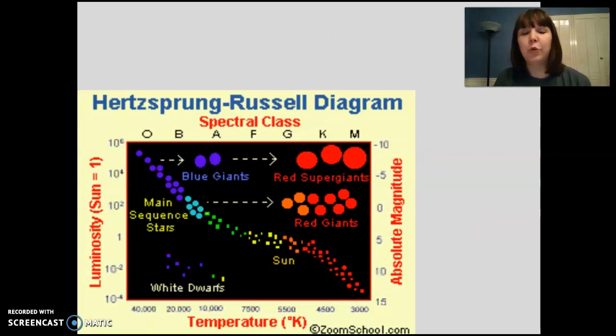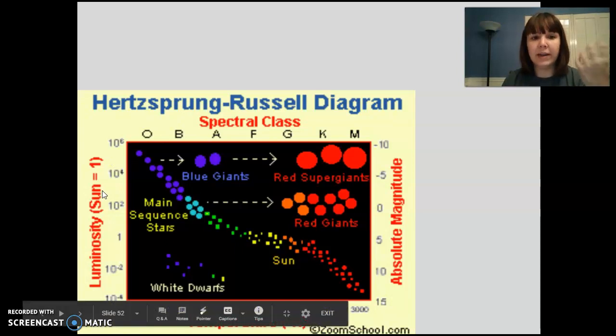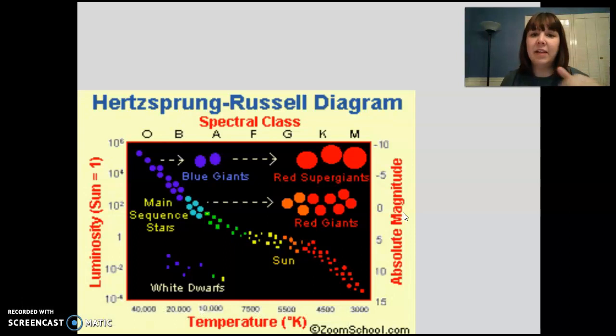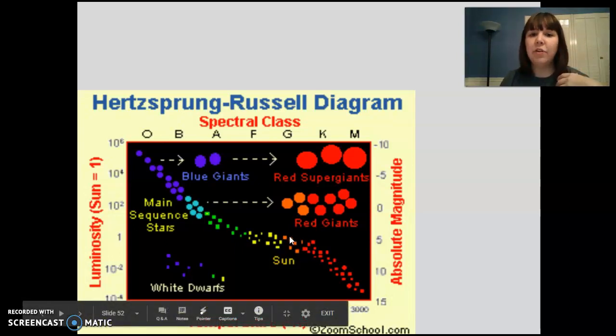So what does that yellow dwarf mean? Well, this is what's called the Hertzsprung-Russell diagram. It is a way of ranking stars based on 3 factors: the luminosity, which is brightness, how bright it is; absolute magnitude, or bigness, how big is it; and then down there at the bottom, the temperature, how hot it is. Our sun is what's called a G-class star.